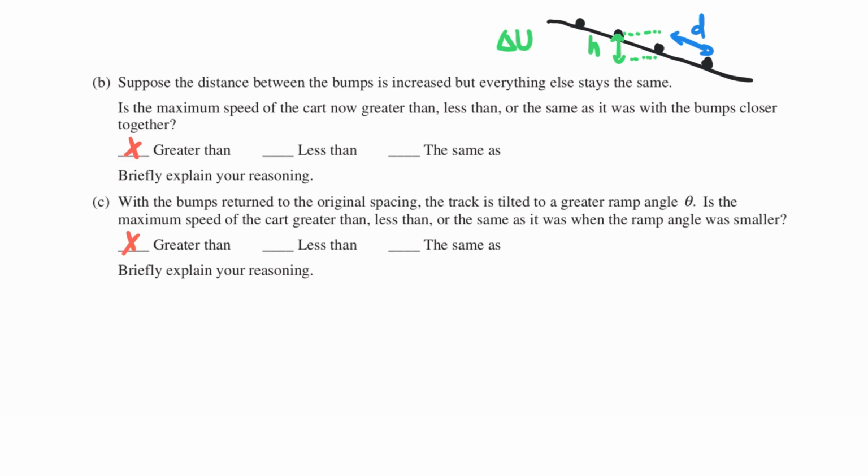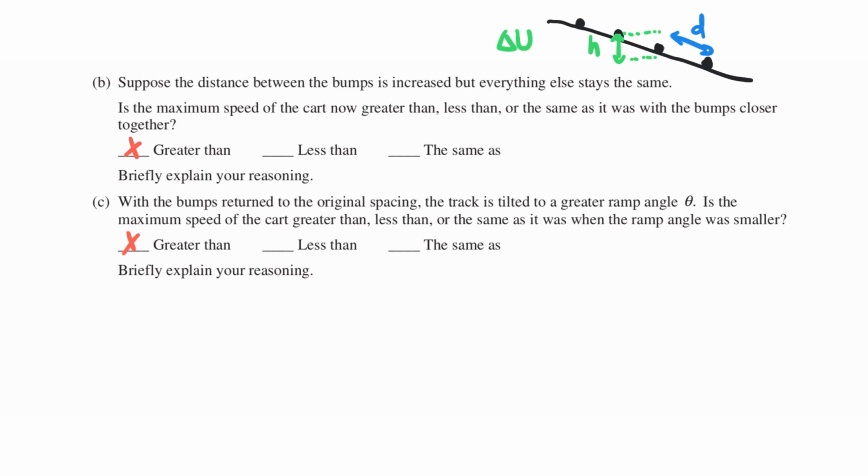If I tilt the ramp angle up higher, as I've shown above for the question in Part B, the change in height between successive bumps will once again be greater than what it was before. And for that reason, there will be a larger change in potential energy, and therefore a larger change in kinetic energy. And so we should expect that once again, the maximum speed of the cart is greater than what it would have been at the lower angle.